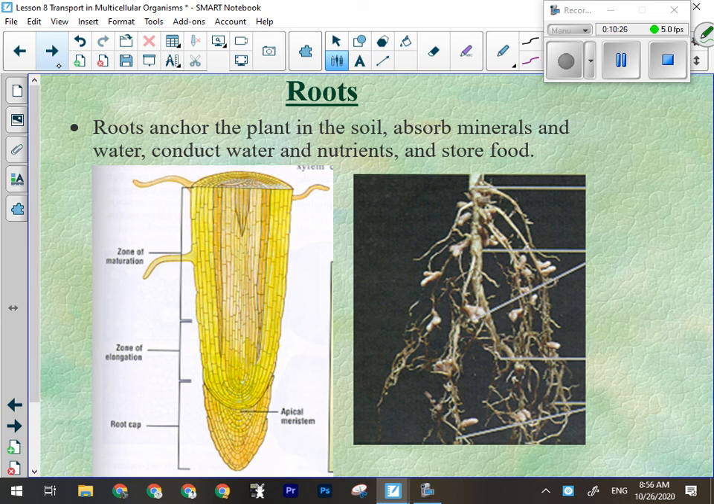The advantage of a taproot is they usually store energy. The advantage of a fibrous root is they can not only go further away from the plant, but they often have little nodules in them that contain bacteria that can actually take nitrogen out of the air and turn it into nitrates, which the plant uses to make proteins. So they can do that as well.